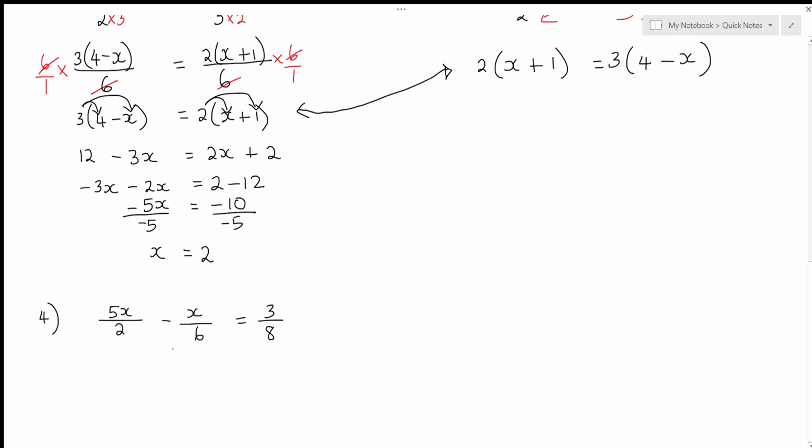So we look at 2, 6, and 8, and we're going to look for our LCD for 2, 6, and 8. So it would be 24. So we're going to use 24 as our lowest common denominator. So I've looked for a number that all three numbers can divide into. So it is 24.